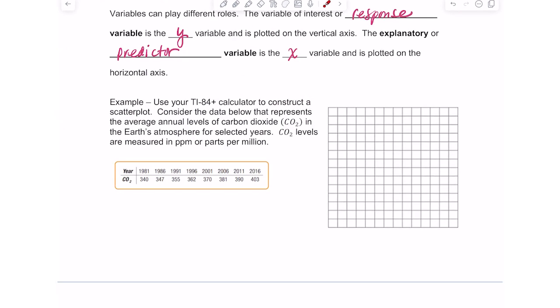Okay, so again, we had year is our explanatory. Okay, easy to remember. Explanatory has the prefix X in it. So remember that's your X. It's also known as the predictor variable. And then the response variable is your Y.